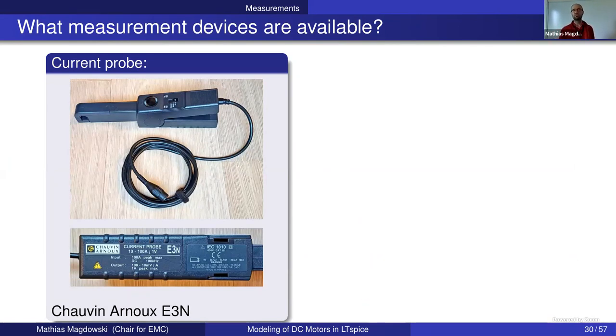So what else do I have? We might also want to measure currents as a function of time. And for this, I have brought a current probe. So this is how this current probe looks like. Current clamp, you can put it around the conductor. So the conductor goes through this, you close the clamp.